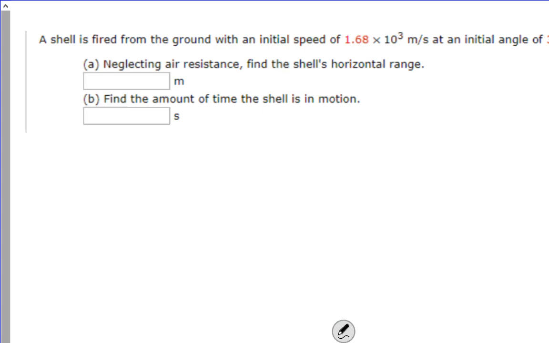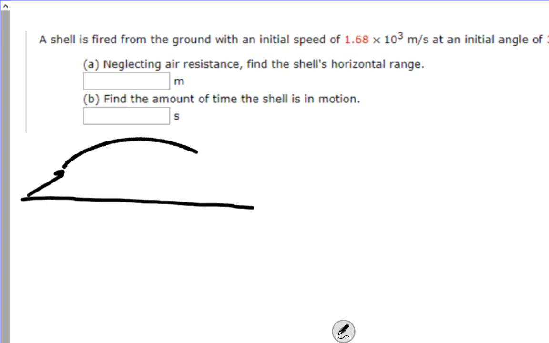All right. So here's our first question. We have a shell being fired from the ground. So let's draw ourselves the ground. It's going to be launched at an angle, and it's going to land on the ground because we haven't heard otherwise. So let's consider what we know here. They're telling us the initial speed is 1.68 times 10 to the third meters per second, pretty big. All right, and an angle of 35 degrees.